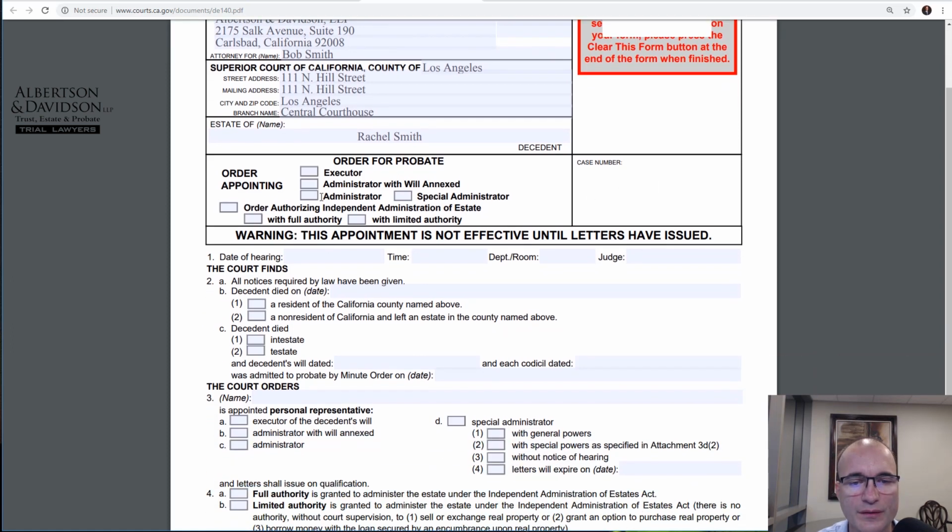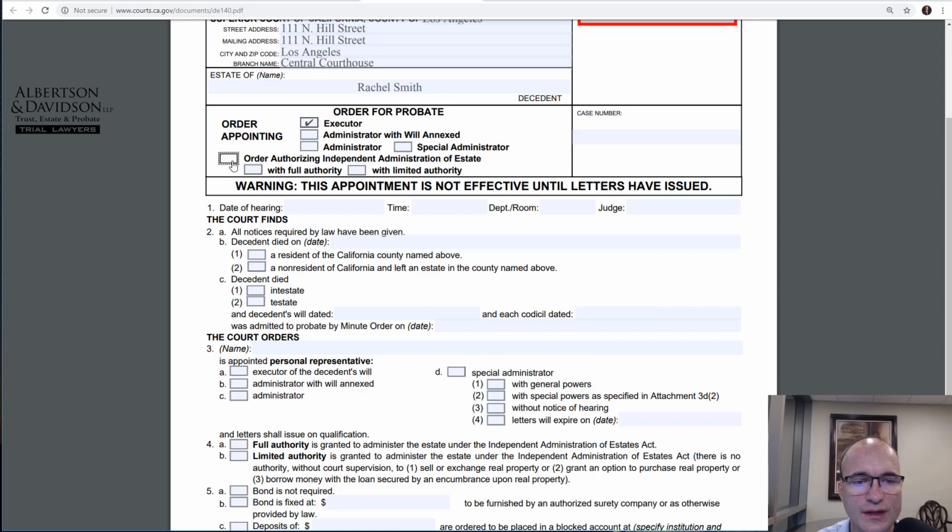The order is going to mirror the petition. So everything you asked for in the petition, you're now going to mirror in the order. So this is an order appointing either an executor, administrator with will annexed, or administrator. If you watch my video on the DE-111 petition for probate, I go into an explanation of what these different terms mean. Whatever you selected on the petition, you're going to select the same thing on the order.